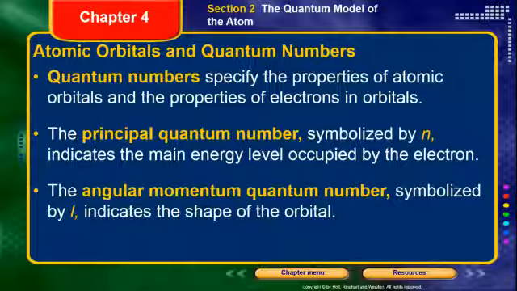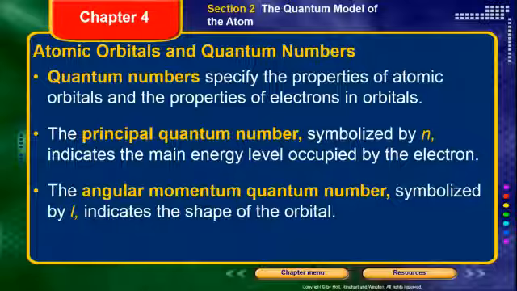All right. Atomic orbitals and quantum numbers. Quantum numbers specify the properties of atomic orbitals and the properties of the electrons in those orbitals. So here's the first one. There are going to be 4 of them. There are 4 quantum numbers.